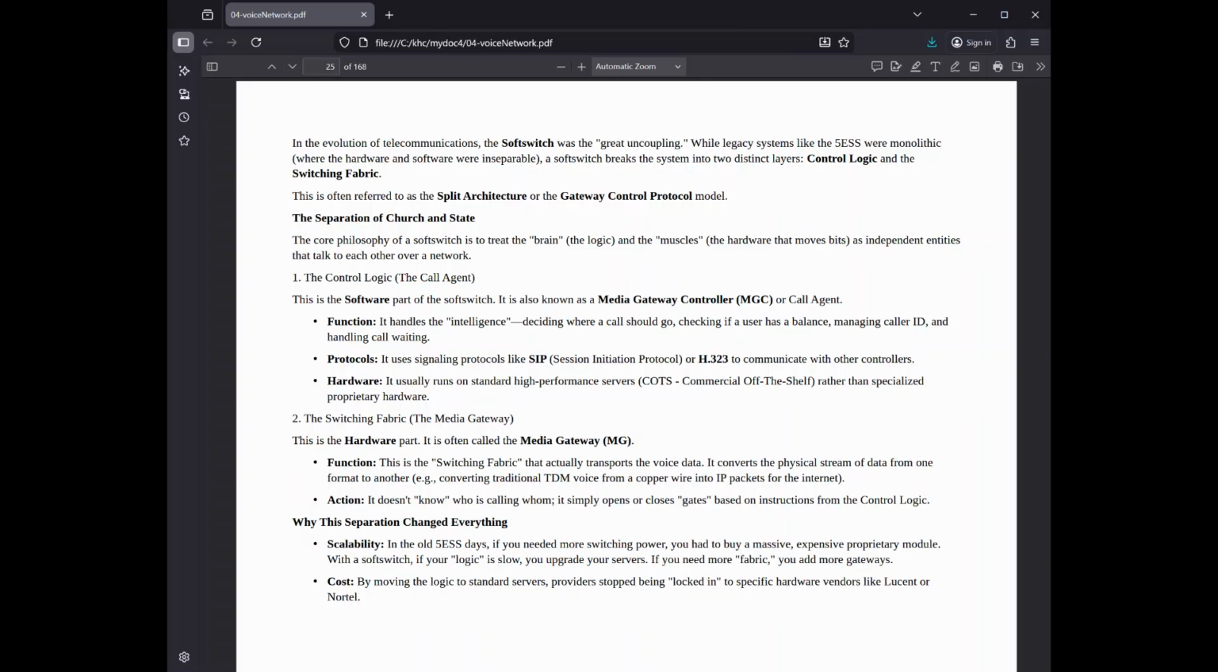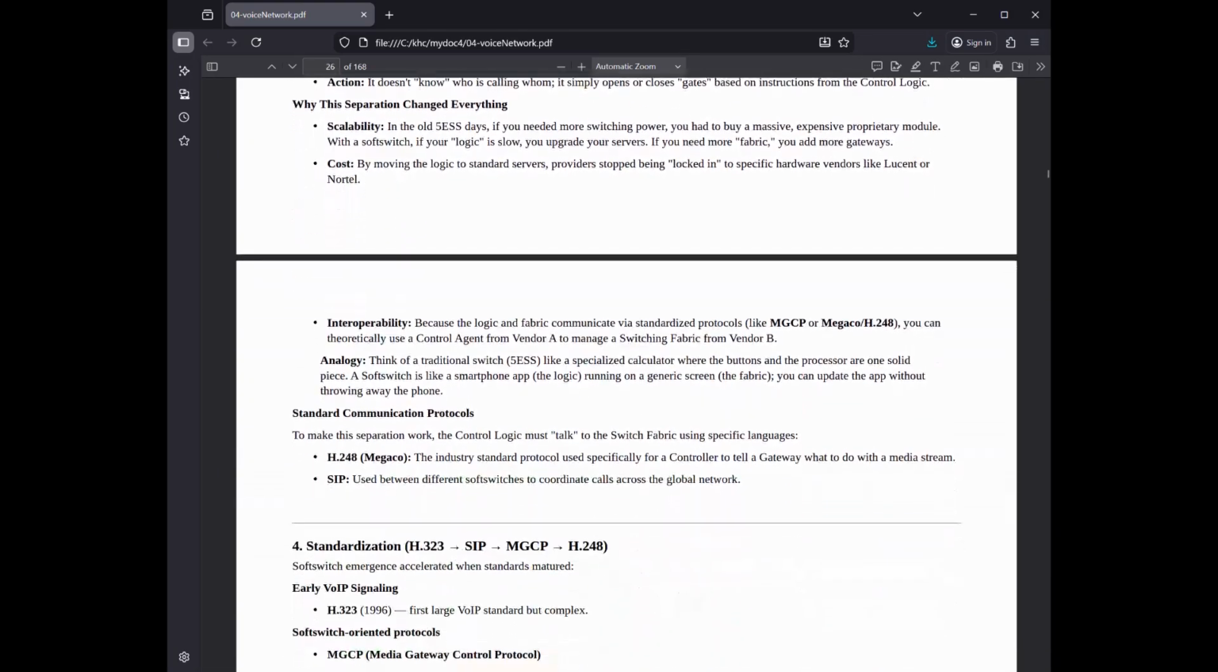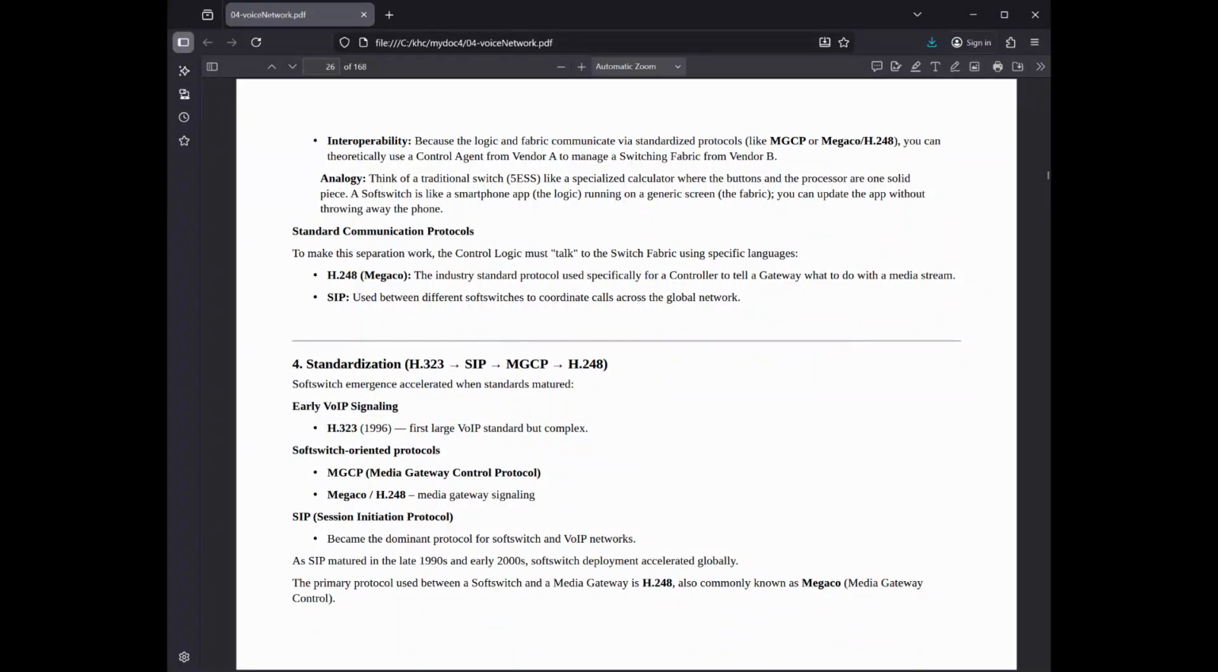In the old 5S days, if you needed more switching power, you had to buy a massive, expensive proprietary module. With the softswitch, if your logic is slow, you upgrade your servers. If you need more fabric, you add more gateways. Cost: by moving the logic to standard servers, providers stopped being locked into specific hardware vendors like Lucent or Nortel. Interoperability: because the logic and fabric communicate via standardized protocols, like MGCP or Megaco/H.248, you can theoretically use a control agent from vendor A to manage a switching fabric from vendor B.